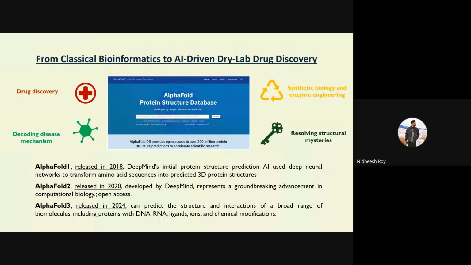Importantly, AI does not replace classical bioinformatics, but it builds on it. Docking still provides structural grounding, interpretability, and mechanistic insight. AI adds scale, speed, and predictive power. Together, they form a hybrid dry lab ecosystem where hypothesis generation, screening, and optimization happen largely in silico. The transition from classical bioinformatics to AI-driven drug discovery represents a shift from rule-based analysis to data-driven intelligence, turning dry labs into decision engines that guide smarter, faster, and more cost-effective drug development.